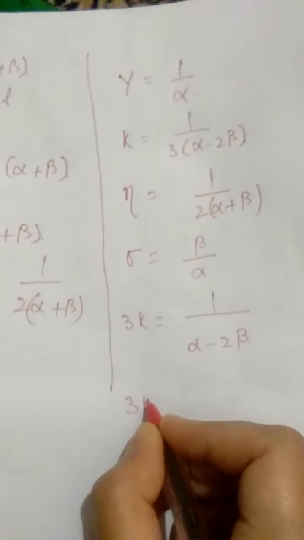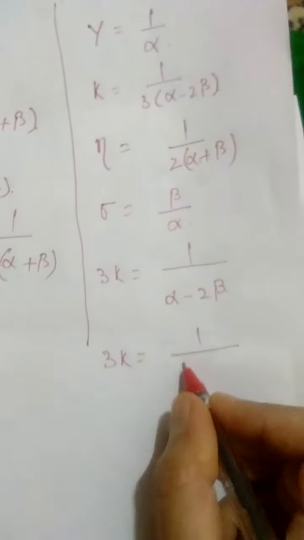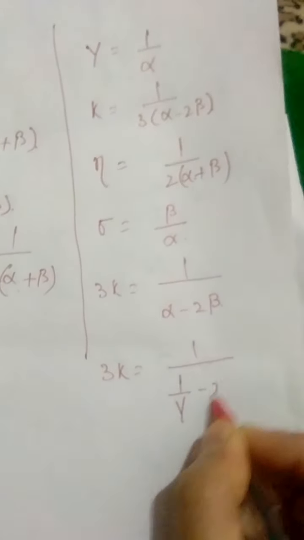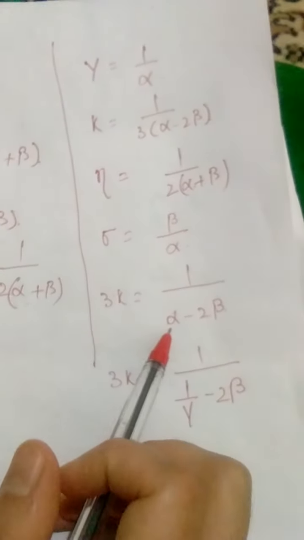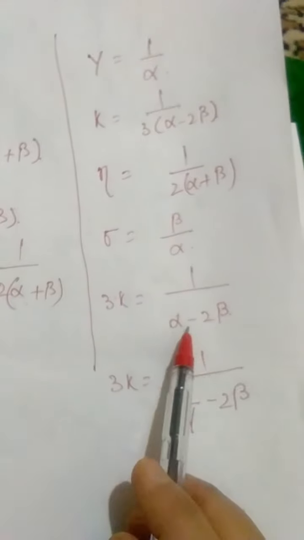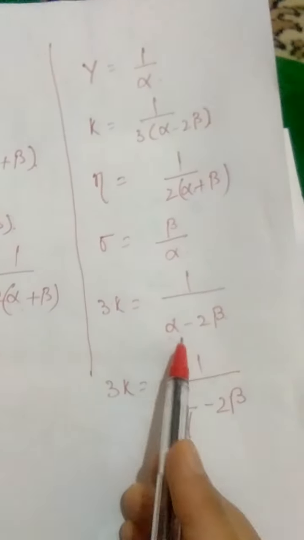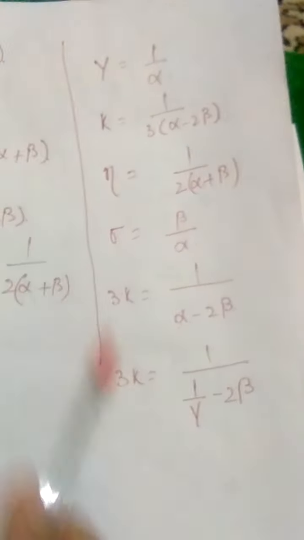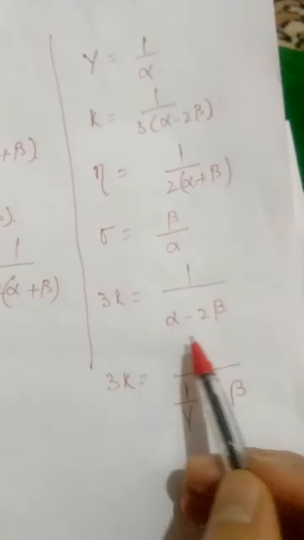So 3k is equal to 1 by alpha minus 2 beta. For alpha, I can write 1 by Y, that is Young's modulus. So I'm talking about this equation. I obtained this 3k is equal to 1 by alpha minus 2 beta. Then for this alpha, I wrote 1 by Y, that is Young's modulus, minus 2 beta.